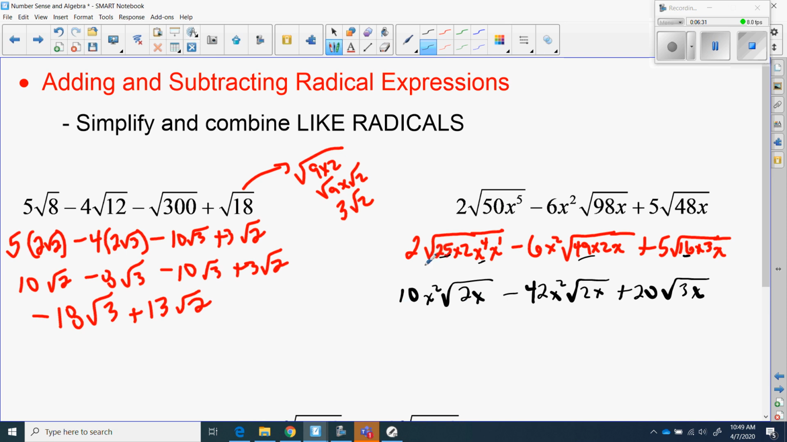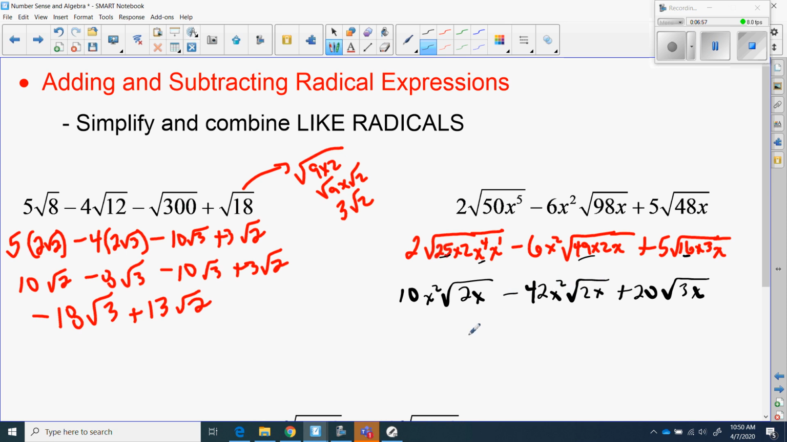Now when I look at the radicals, this one is a radical 2x, and this one is a radical 2x. And in front of them, they're both algebraic terms that have a variable part of x squared. So I am going to be able to group these two together. Now this one's not the same radicand, so we can't group it with these two. But these two we are going to be able to collect together and say, well, I got 10x squared radical 2x, subtract 42x squared radical 2x.